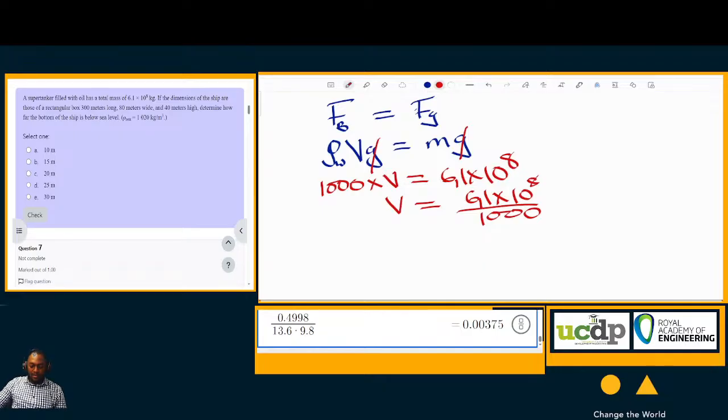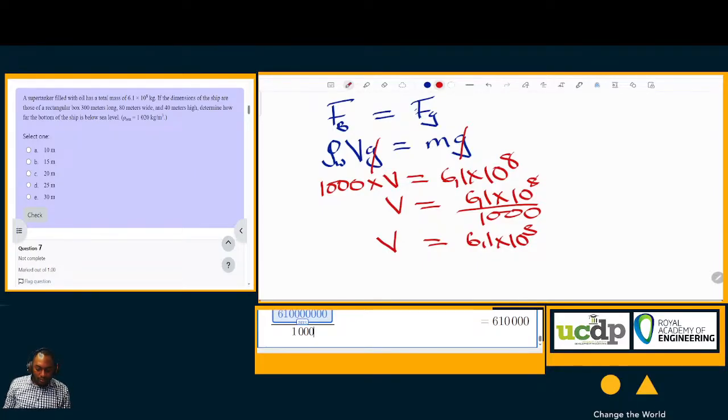So that would obviously should still be 6.1 times 10 to the power of 5, right? 1, 2, 3, 4, 5, 6.1. So this is your volume displaced.